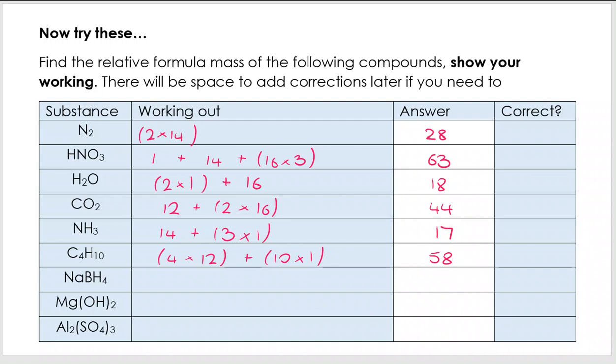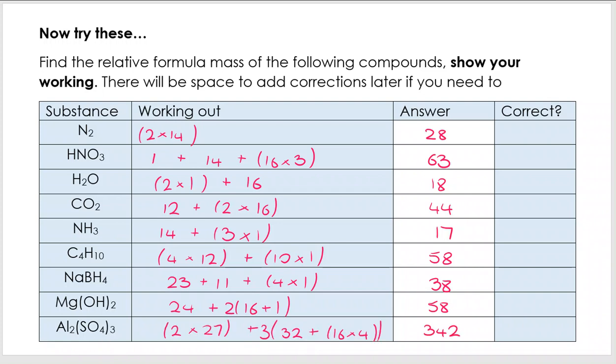Sodium tetrahydroborate, NaBH4, that's 1 sodium, 1 boron and 4 hydrogens, 23, 11 and 4 1s takes you to 38. Magnesium hydroxide, here's 1 magnesium and 2 oxygens and 2 hydrogens, because that 2 doubles everything in the brackets. So that becomes 24, 2 16s, 2 1s, giving us 58. And the most complicated one in this table, aluminium sulfate, has got 2 aluminiums, 3 sulfurs, and 12 oxygens. Add all of those together, and we get to a relative formula mass of 342.